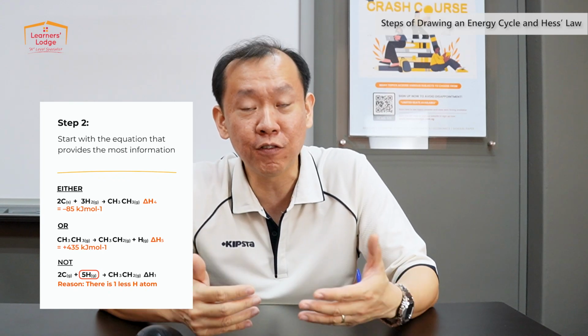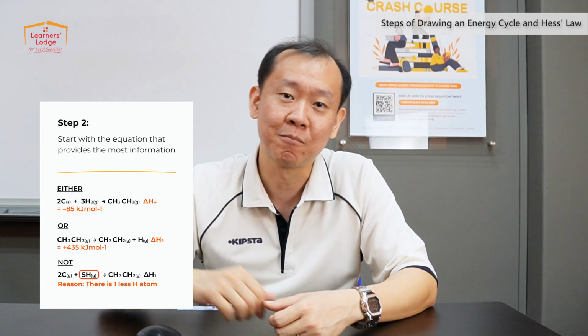Many students will make a mistake here and they will begin with the equation that has the unknown, which is the delta H1 equation, 2 moles of carbon plus 5 moles of hydrogen, giving us our ethyl radical. And this would be a mistake because beginning with this equation that has the unknown enthalpy change, you will find that there are only 5 moles of hydrogen atoms. There is 1 missing mole of H atoms that will be very difficult to account for later on.